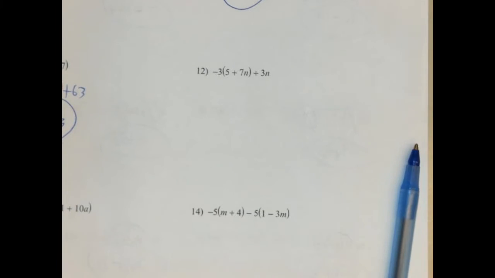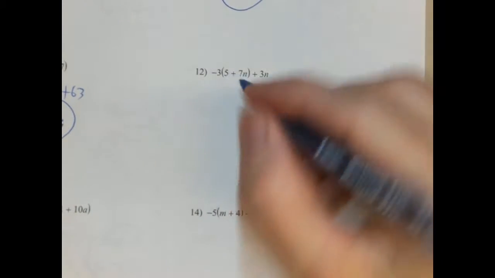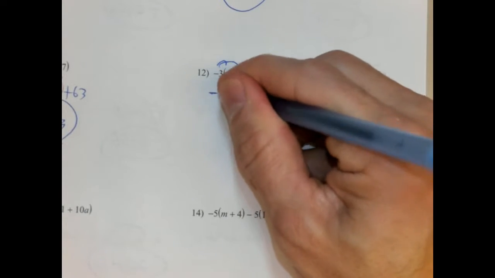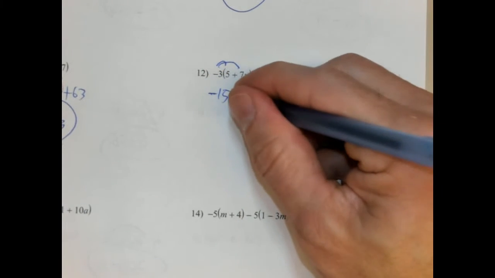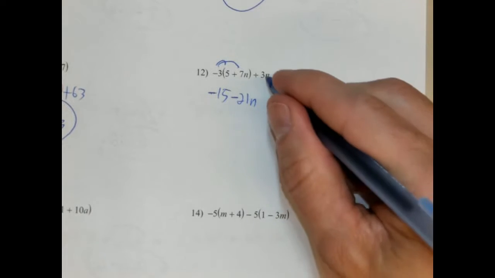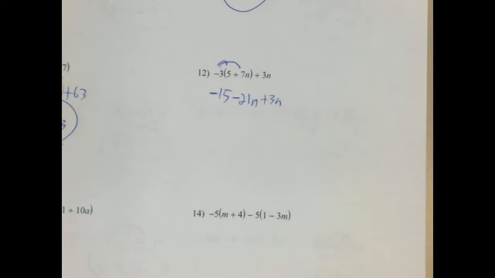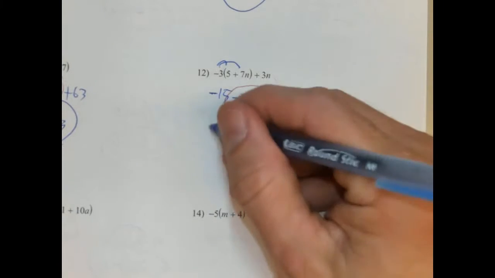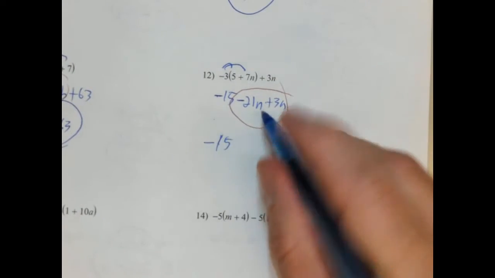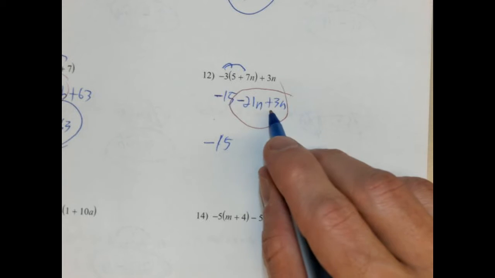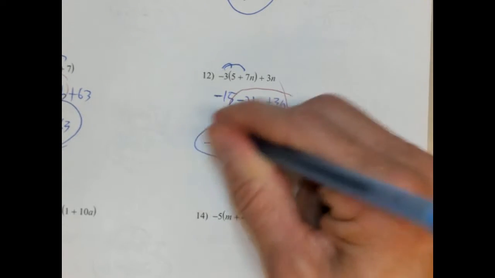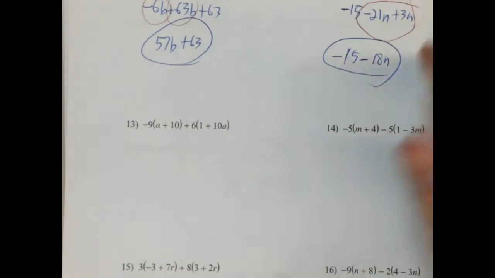Let's see. Okay, so we got to distribute this negative 3. Negative 3 times 5 is negative 15, and negative 3 times positive 7 is negative 21n. Bring down the 3n. Let's combine our like terms, which are the n terms. So let's bring down the negative 15, I guess. So negative 21n plus 3n would be negative 18n. There we go. We get double distribution again.